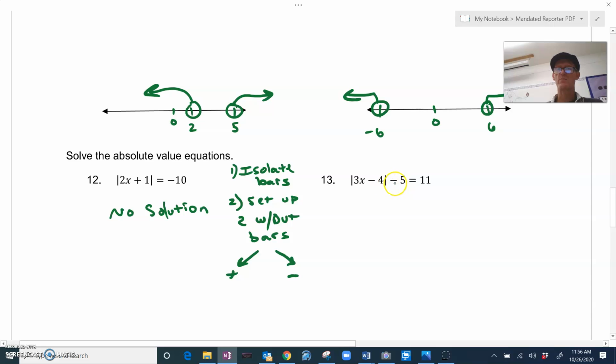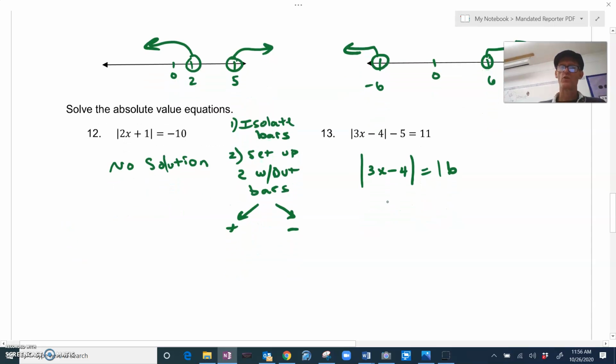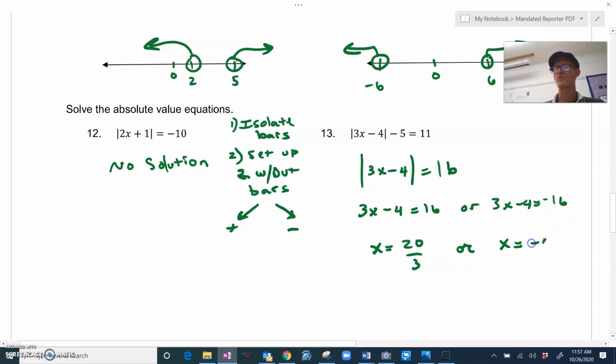So we have to isolate the bars by adding 5. So we get the absolute value of 3x minus 4 equals 16. So we have 3x minus 4 equals 16, or 3x minus 4 equals -16. And again, we set up 2 equations without the bars. So here x equals 20 over 3, or here x equals -4.